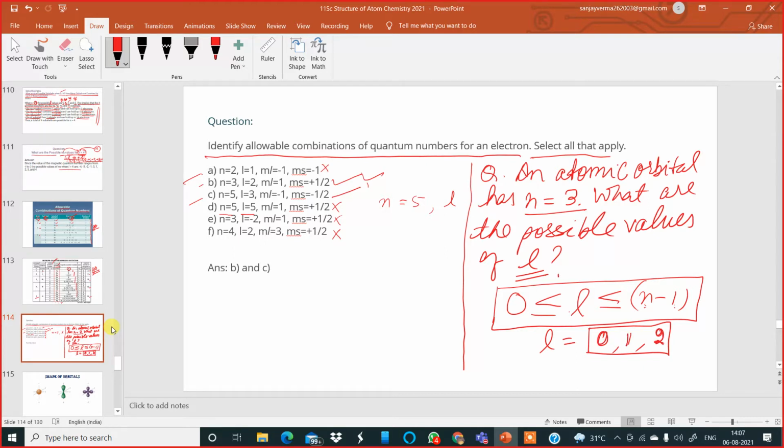Now for value of l 0, which subshell? When the value of l is 0, the subshell is s. For value of l is 1, which subshell? p. For l is 2, the subshell is d. Are you getting it now? So these are the subshells. Now let us move to the next question over here. Just a second, I'll insert another slide over here.